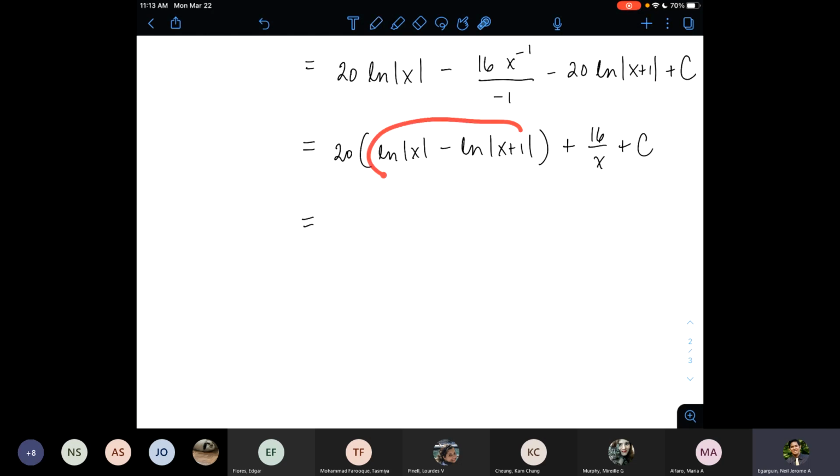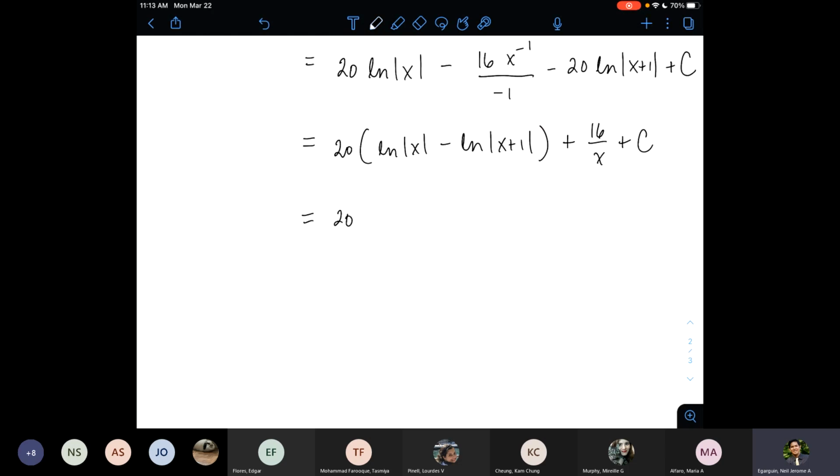So look at this and notice that you can apply laws of logarithms here. Whenever you have the difference of two logarithms with the same base, you can write them as a single logarithm. So applying laws of log, you'll get 20 ln of the absolute value of x over x plus 1 plus 16 over x plus the arbitrary constant c. All right, and that's it.